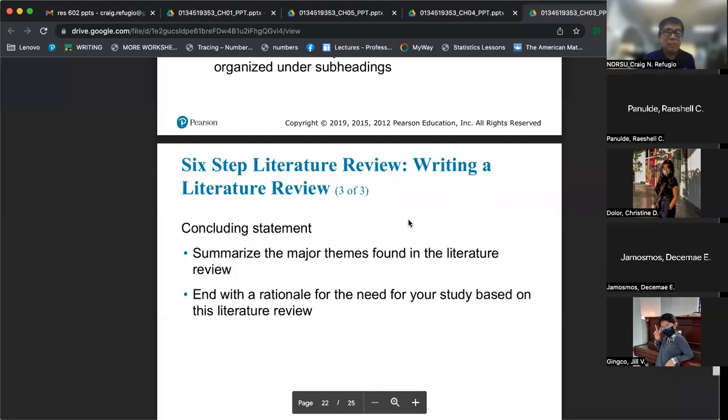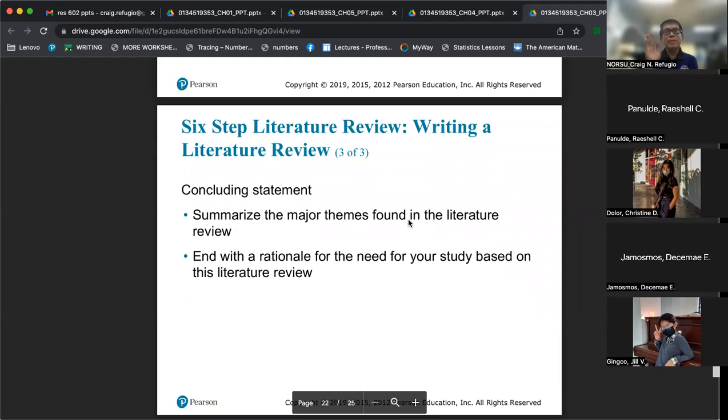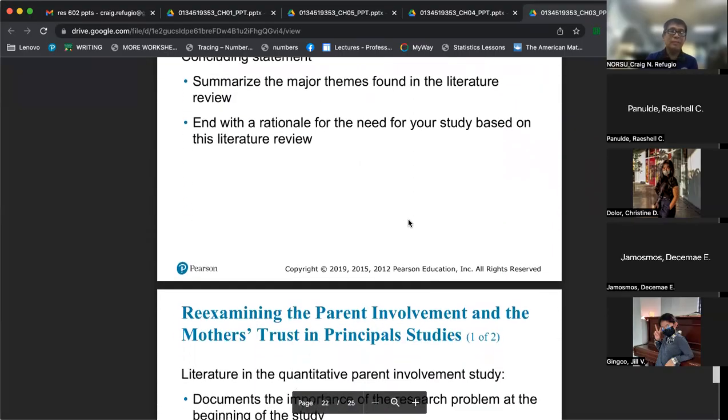So, concluding statement. Summarize the major themes found in the literature. Then end with a rationale for the need for your study based on this literature review. So take note of bullet number 1 and then bullet number 2.